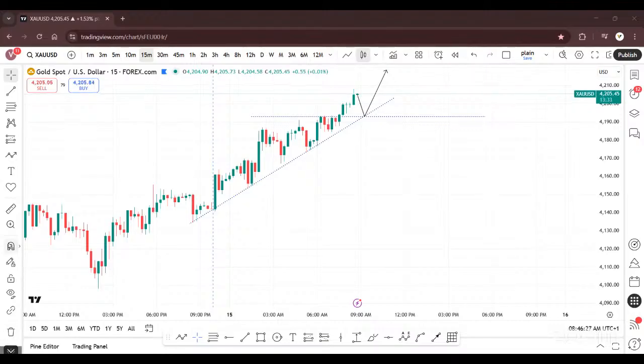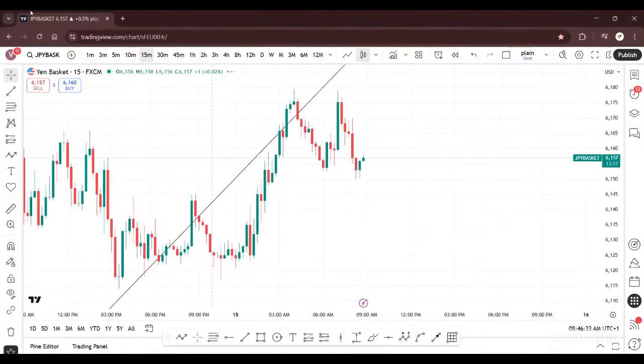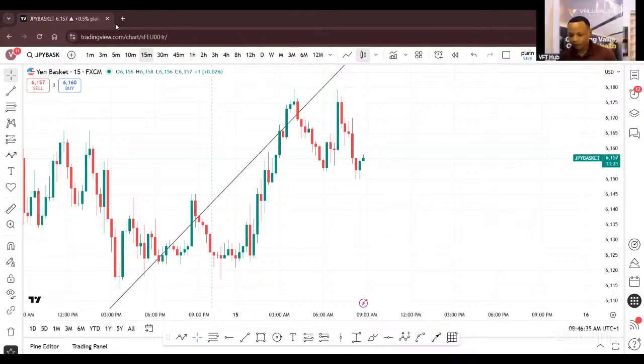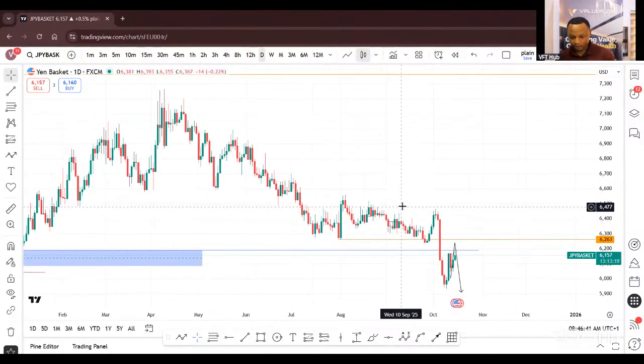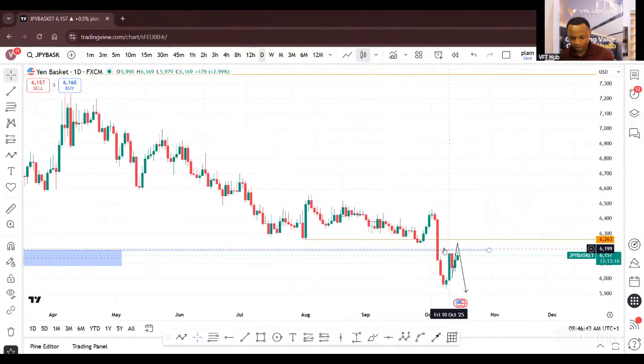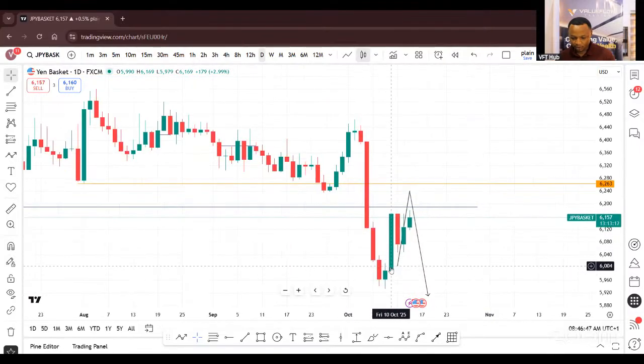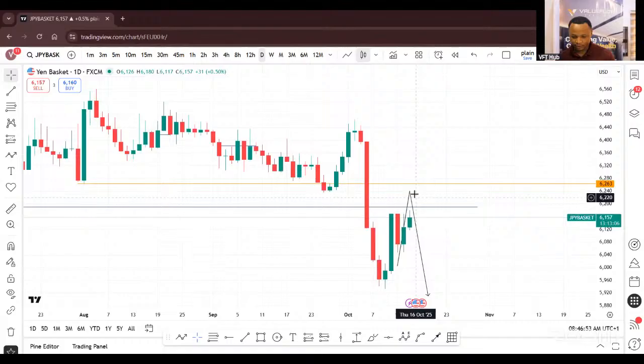Now, starting with yen baskets, that is what we're going to start with. Looking at the yen basket, let's start from the daily time frame. We expected a bounce back to the upside somewhere around here, and then price would sell off afterwards. You can see that was last week into this week as well. Even on Monday, we mentioned, you can see how the yen has just been buying as we analyzed.